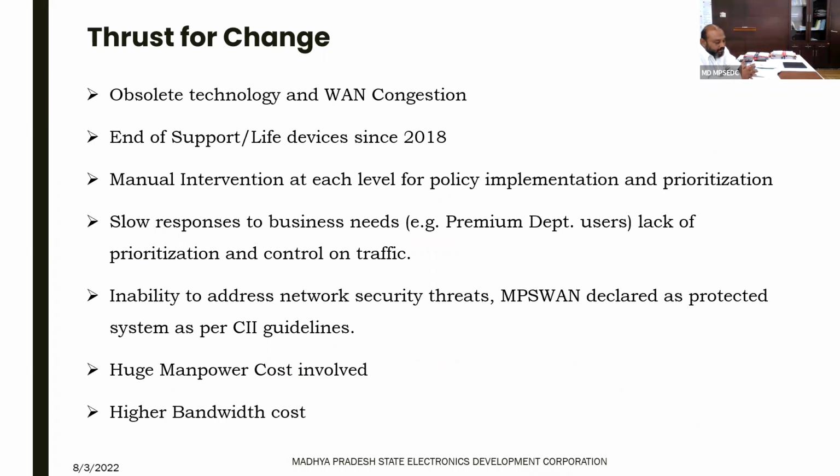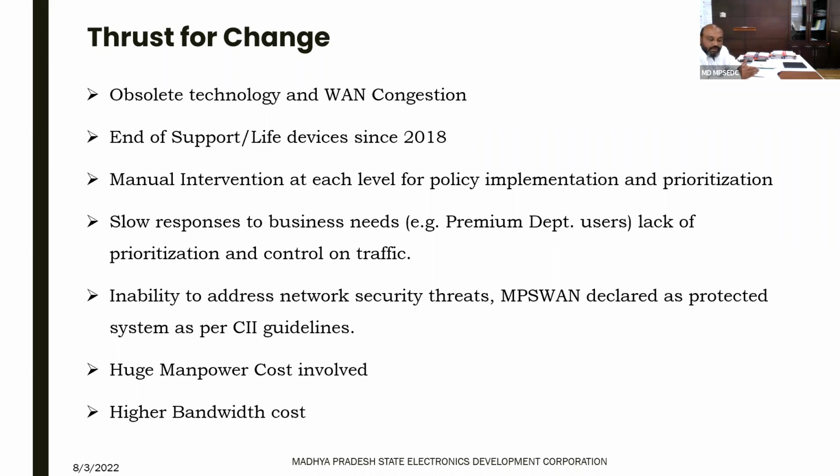SD-WAN. Somewhere in 2018, all of the devices which we had deployed across the SWAN network were end of support, and we were not having valid support. Then the option was available to us either to upgrade the devices on the same old legacy technology, but would we be able to achieve the benefits, or the type of services we were planning at that time, somewhere in 2018, that we would be able to deliver those kind of services.